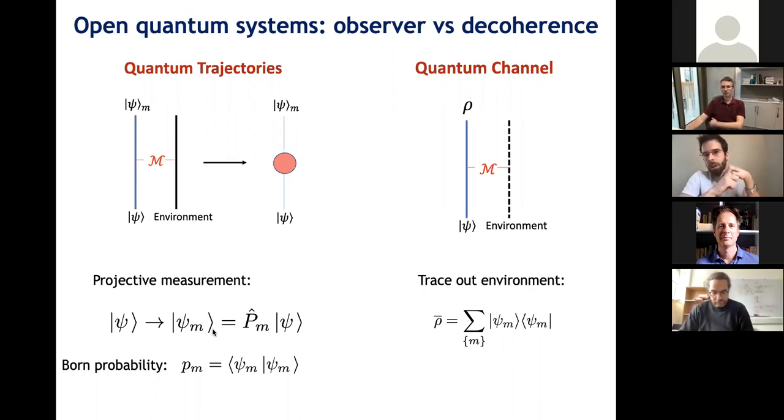But in many quantum mechanics books, you will also see a different perspective, which in more quantum information language has the name of quantum channel, where you can imagine that you trace out the observer and think of it as an environment. And so your system is now in a mixed state, which is in a superposition of all those measurement outcomes, right?